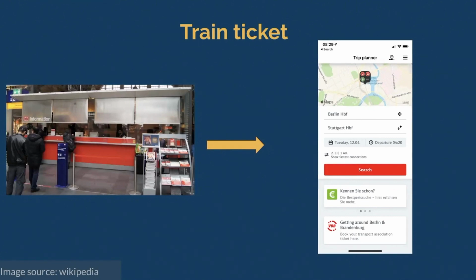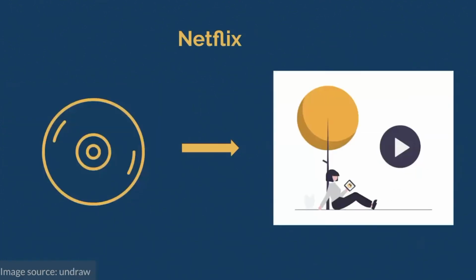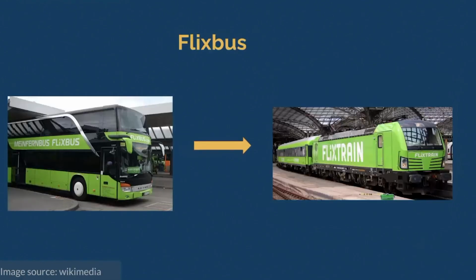So to understand what I mean by jobs to be done, I'm going to give you a couple of examples. If you look back 20 years ago, if you wanted to book a train ticket, you would go and stand in the physical information center and get it. Now you don't do that because you get it from the mobile app. What about Netflix? You used to get it from CDs. Now you don't do it. You watch it on an online stream. Same thing for music. Same thing for transportation, for example, Flexbus.